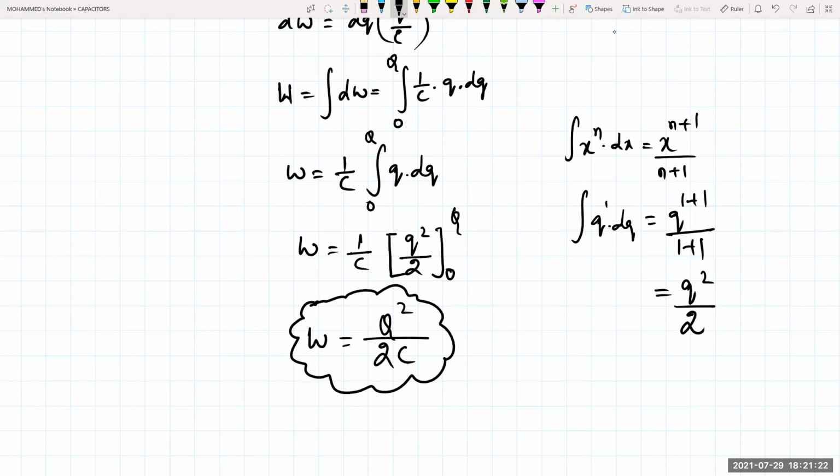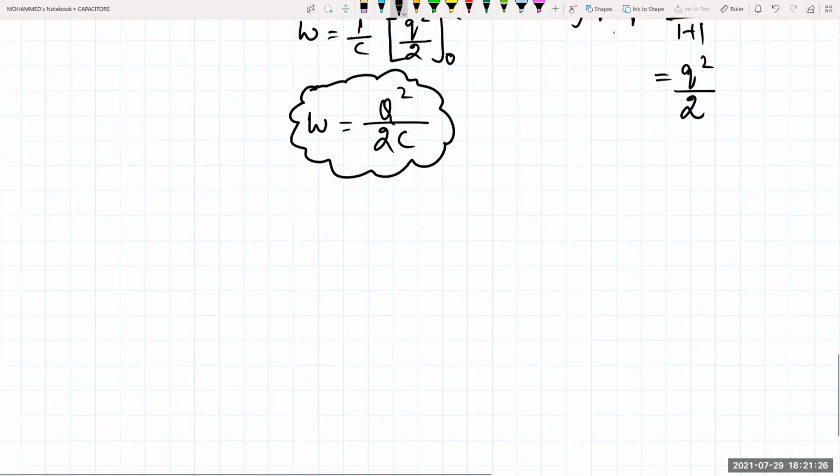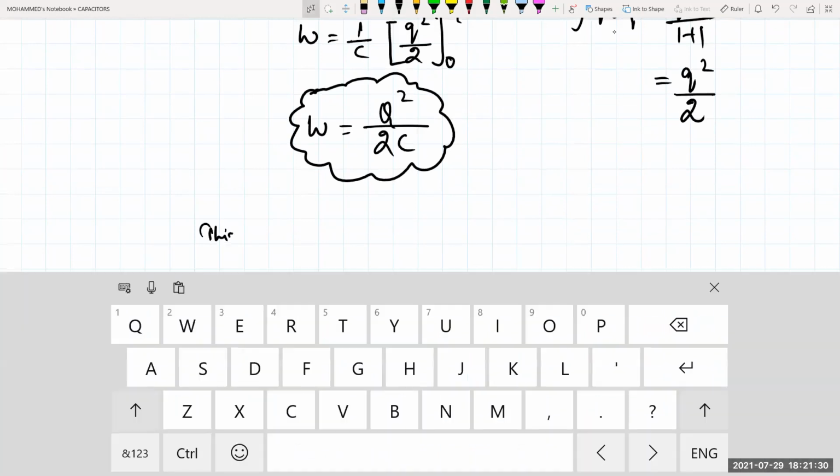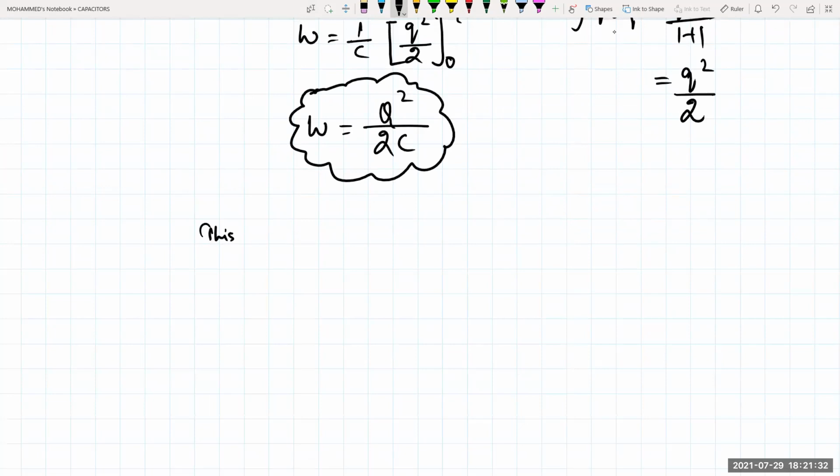So this is the work done which is being stored in the form of what? Energy. This work done is being stored in the form of electric potential energy. This work is stored as electric potential energy.